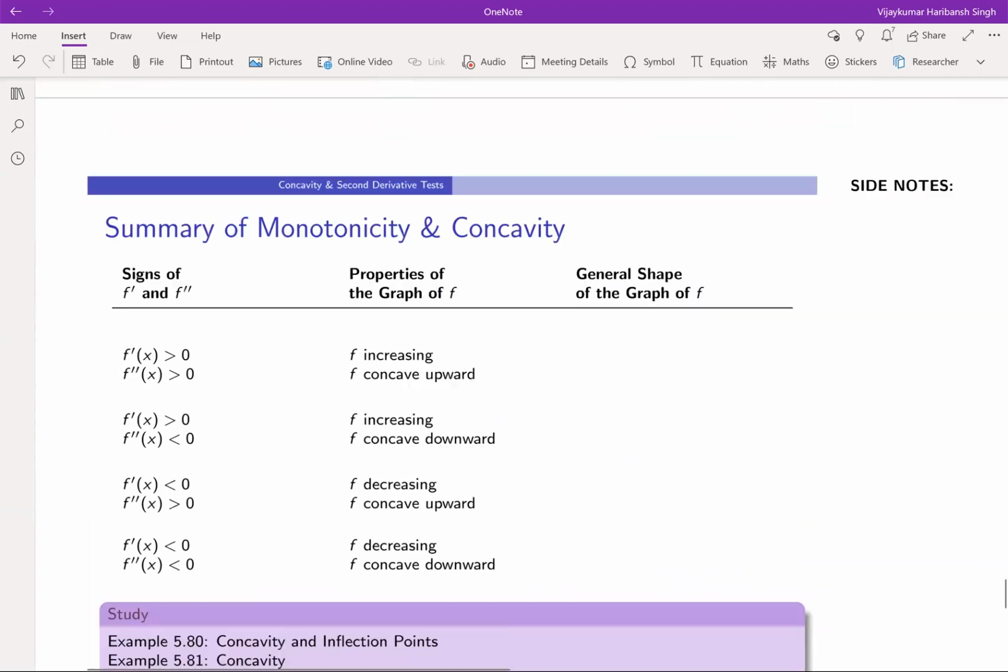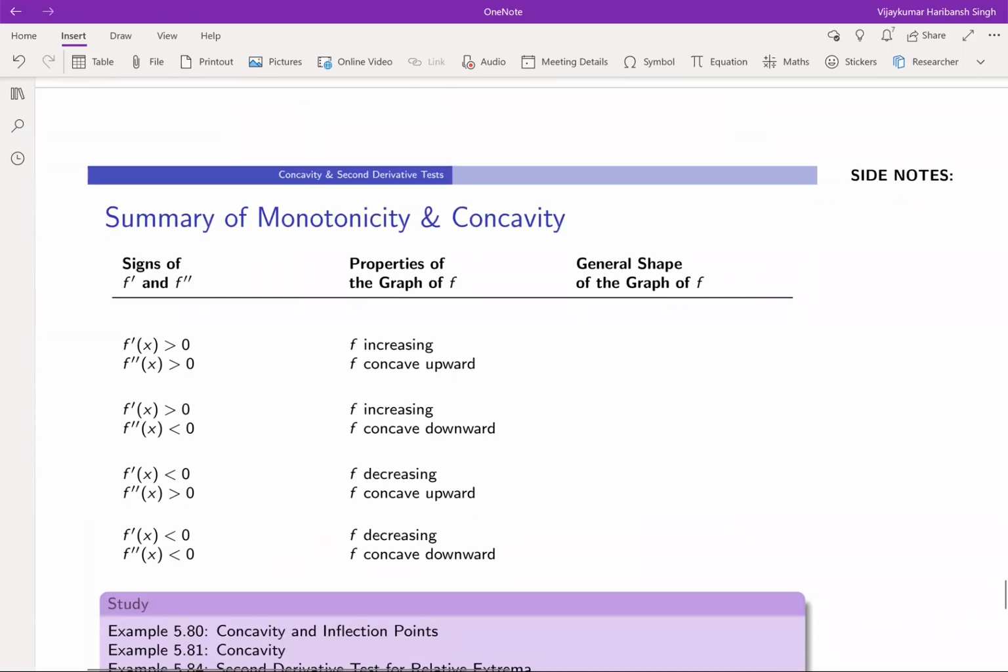All right, so here's a summary. Let's go through it. If f prime x is greater than 0 and f double prime x is greater than 0, then what happens? What is the general shape of the graph? f prime x greater than 0 means the function is increasing and it's concave up. So the graph will more or less look like that, right? If f prime x is greater than 0 and f double prime x is less than 0, then the function is increasing but concave down.